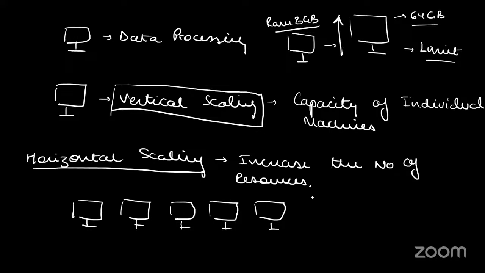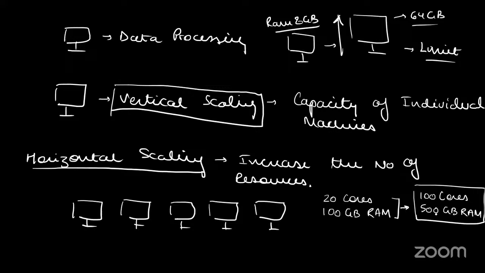Let's say each machine has 20 cores of CPU, and let's say 100 GB RAM. So when you combine this, because you have 5 machines here, you'll have 100 cores of CPU and 500 GB RAM. This is the total compute that you have available over here. Now, all of these nodes together will form a cluster.